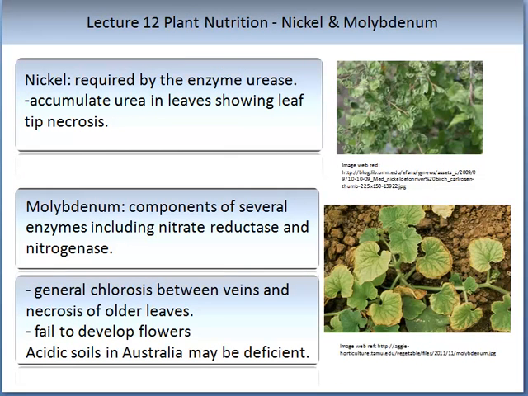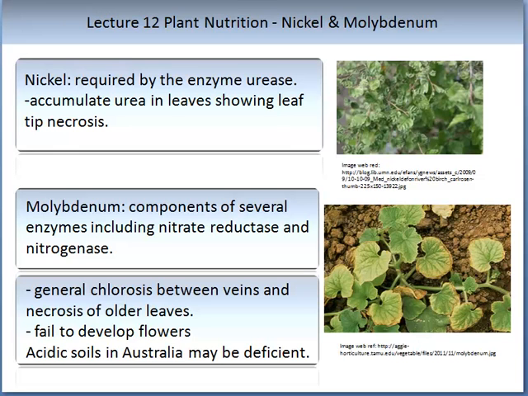Nickel is required by the enzyme urease. When it's deficient, you see accumulation of urea in the leaf showing leaf tip necrosis. The image on the right hand top is nickel deficiency in birch leaves.